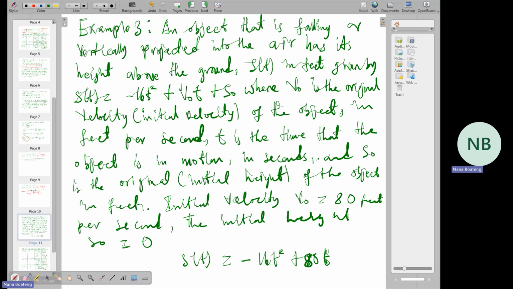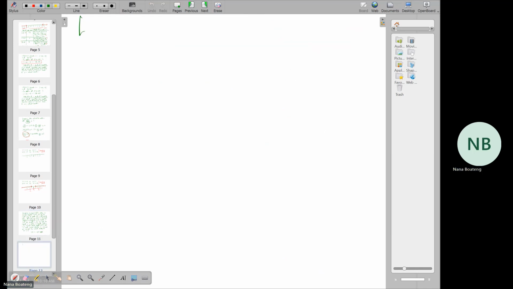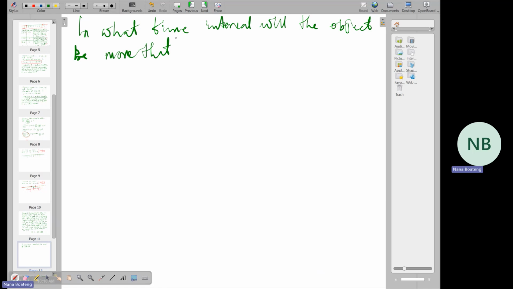All right, so the continuation of the question is, in what time interval will the object be more than 64 feet above the ground?